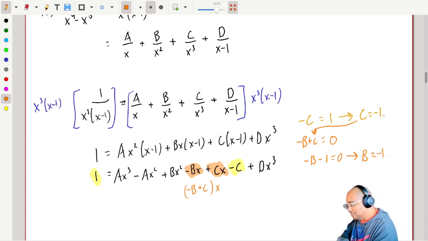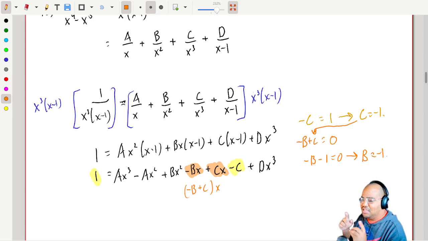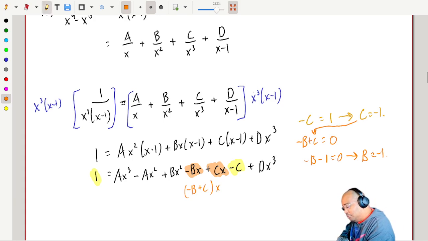Excellent. Okay, and that makes sense. Negative 1 for b means that we have negative b, so that's 1 minus 1 is 0. Everything works out. All right, new color here. Let's try this light blue here.